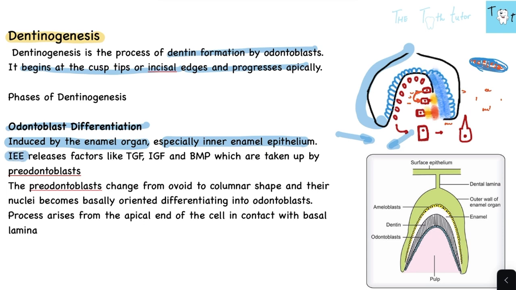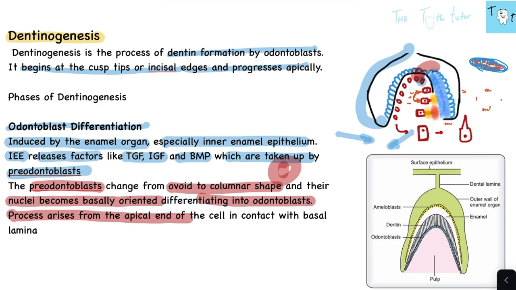Inner enamel epithelium releases some factors like TGF, IGF, and BMP, which are taken up by the pre-odontoblast. So these cells, I told you, are the pre-odontoblasts, and the enamel organ signals the pre-odontoblast to start differentiating and then laying the dentine. The pre-odontoblasts change from the ovoid to columnar shape. So I told you that was step 1. Then their nuclei become basally oriented. Okay, and then they differentiate into odontoblasts.